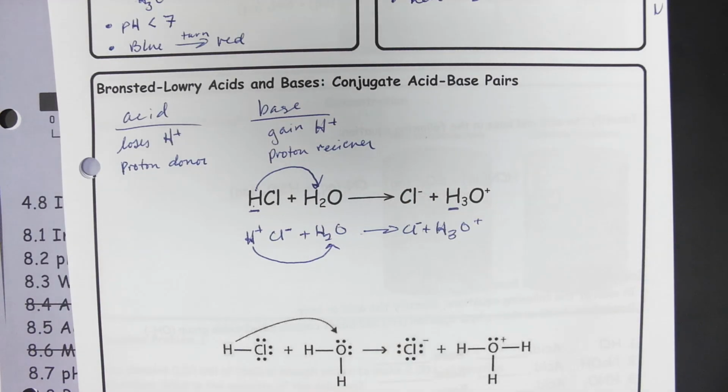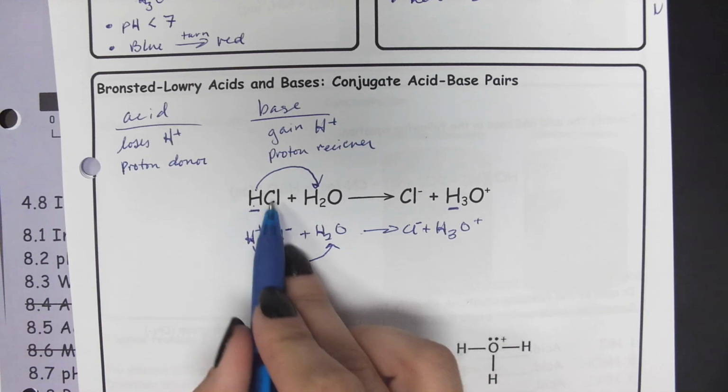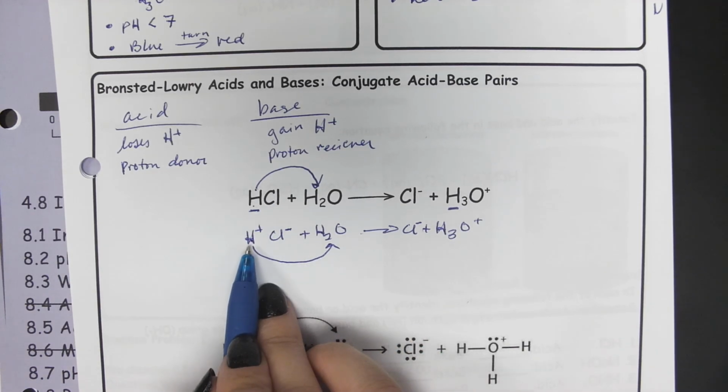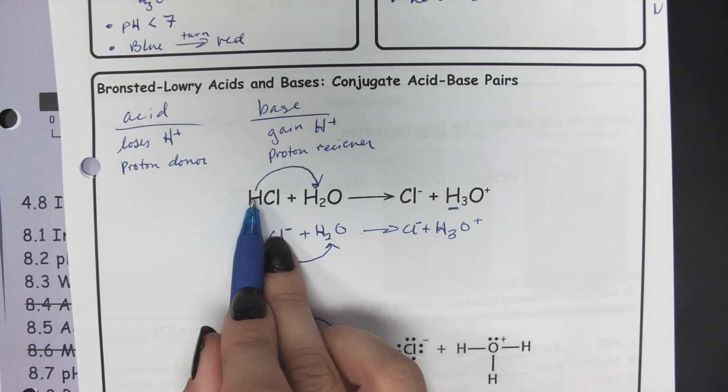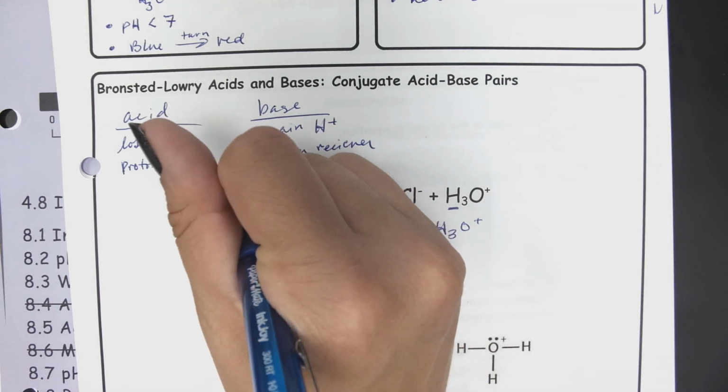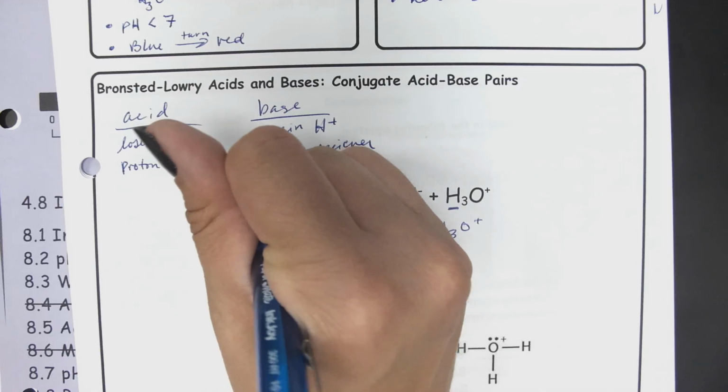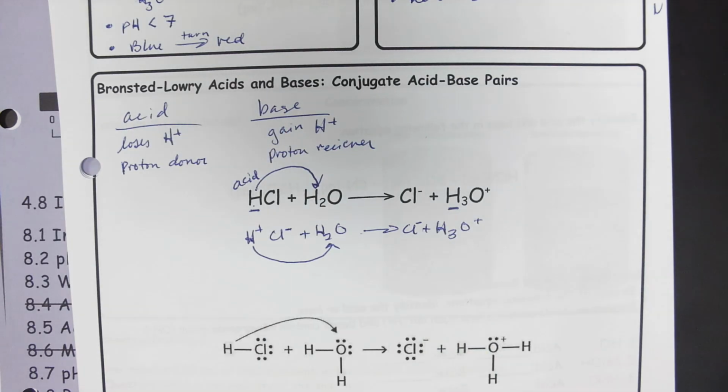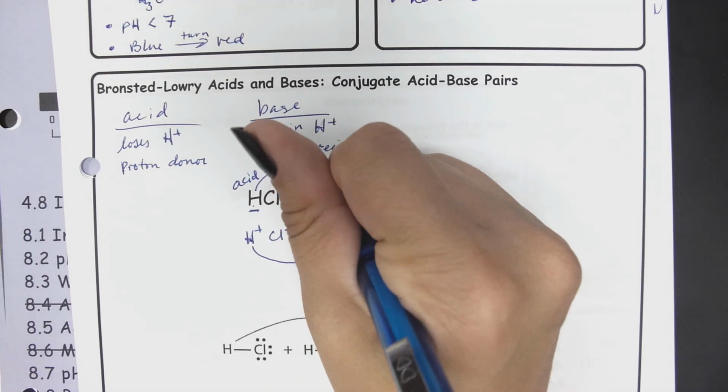So in this scenario, what's the acid and what's the base? HCl lost an H+. It's going to lose that hydrogen. So this is the acid. Now, what gained that hydrogen, or is going to gain the hydrogen? Right here, this is a base.